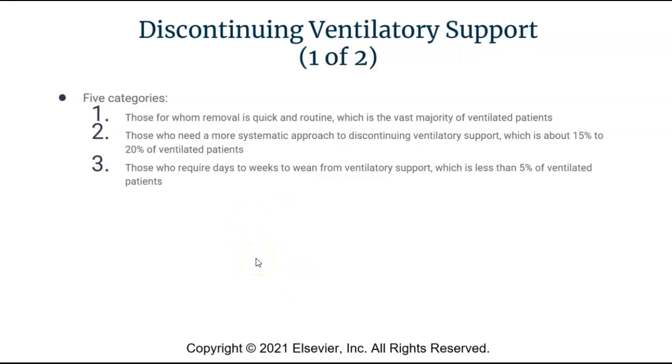So in general, patients are considered for removal from ventilator support if they fall into one of these 5 categories. One being those for whom removal is quick and routine. This is, again, the vast majority of our vented patients. A lot of our vented patients are post-surgical patients who needed the tube for surgery. Now that they're done with surgery, weaning should be quick and relatively painless.